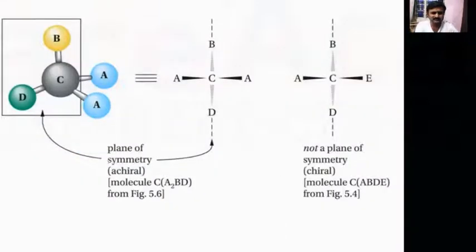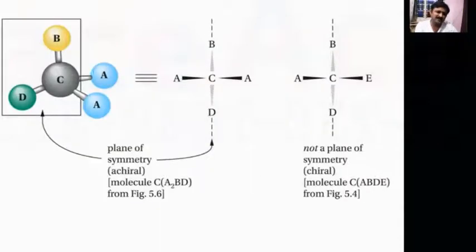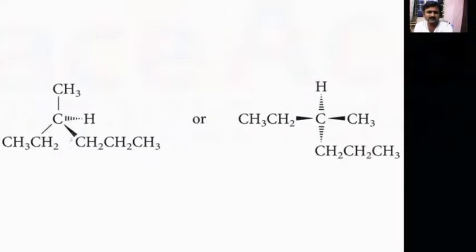Here observe, plane of symmetry, achiral. Why? Because this carbon is having two same type of atoms. The molecule is A2BD from this diagram, is achiral. And when there is no plane of symmetry, it is a chiral molecule. See the ABD, if you observe the 5.4 diagram, it is chiral. So to locate the stereogenic center in 3-methylhexane, draw the two enantiomers of 3-methylhexane, if you observe. Here it looks like this.